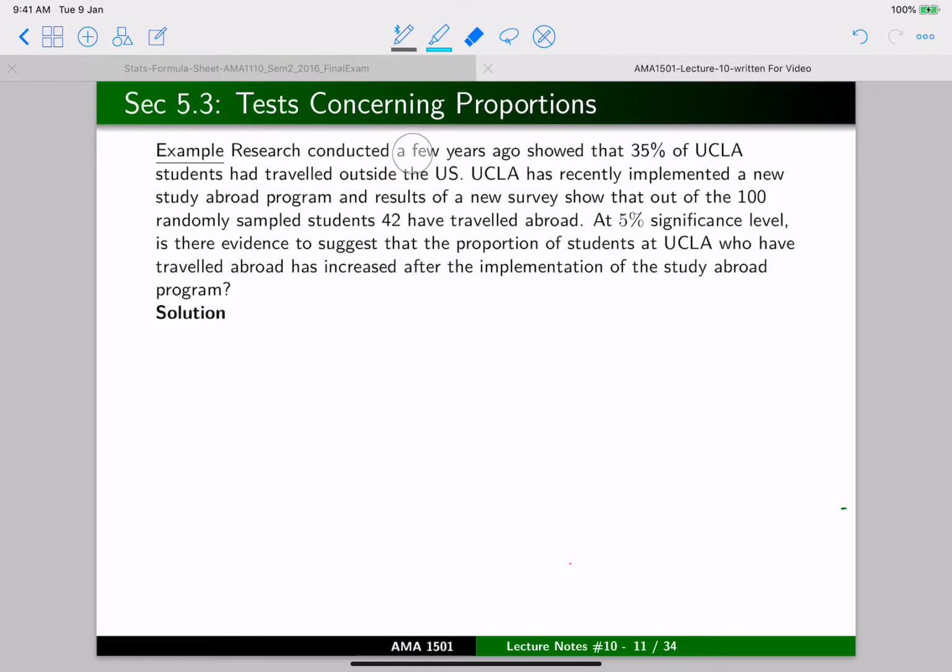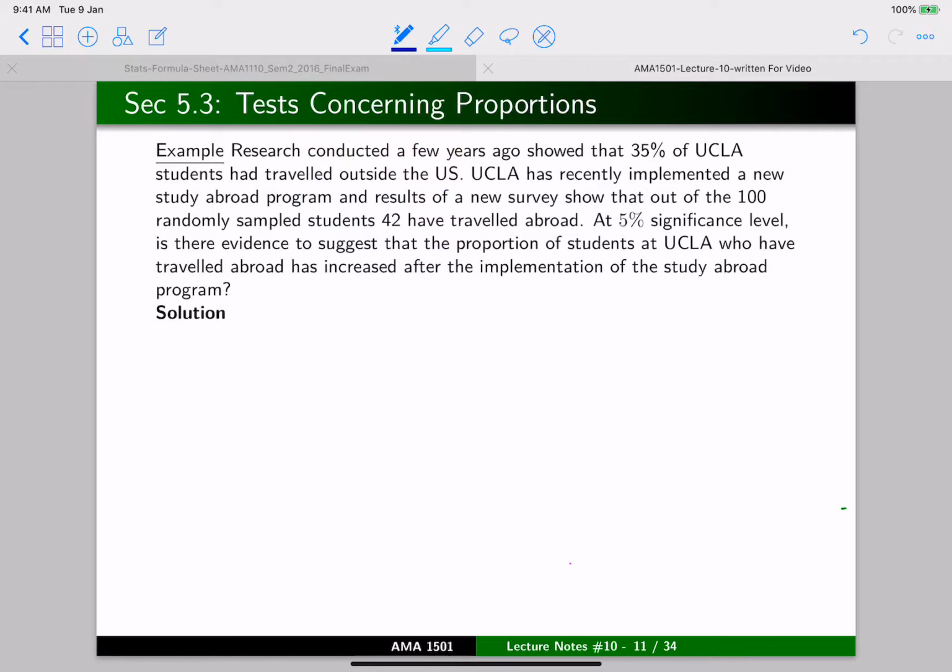Research conducted a few years ago showed that 35% of UCLA students had traveled outside the US. UCLA has recently implemented a new study abroad program, and results of a new survey show that out of 100 randomly sampled students, 42 have traveled abroad. At a 5% significance level, is there evidence to suggest that the proportion of UCLA students who have traveled abroad has increased after the implementation of the study abroad program?